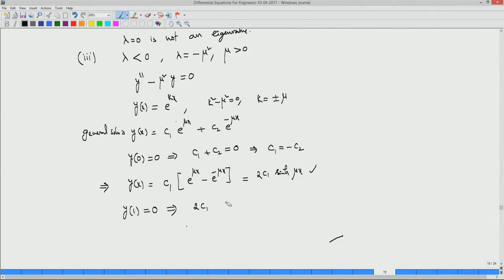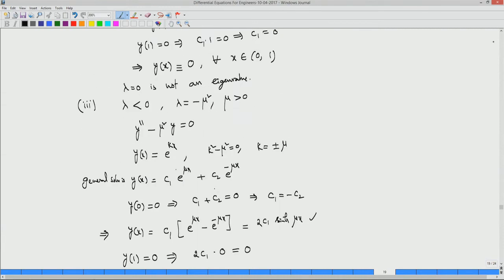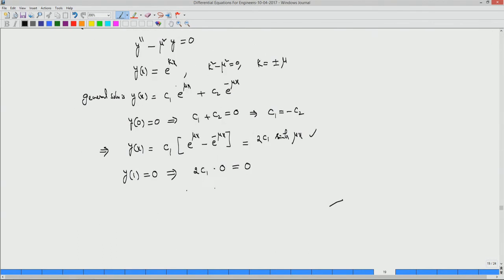This is 0 into 0, which is 0, right. So, c1 is an arbitrary constant, y at 1, right, y at 1, sorry. So, this is y at 1. So, it should be sinh mu equal to 0.